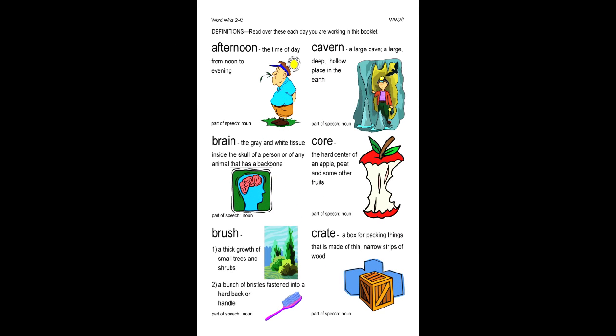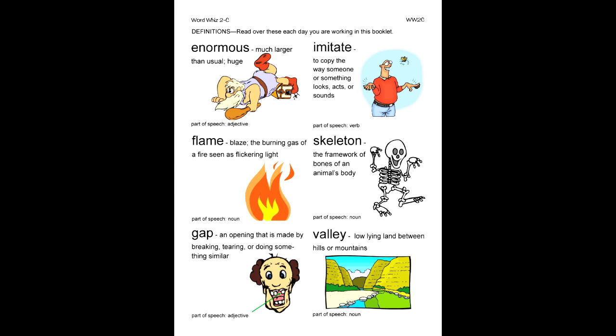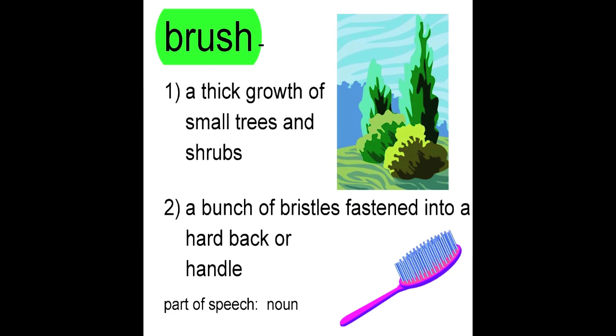On the first 2 pages of this booklet, you will find a list of this booklet's definitions. It is important to read these every day you are working in this booklet. Let's read some together. Brush. The first definition is a thick growth of small trees and shrubs. Part of speech is noun since this is a person, place, or thing. The second definition is a bunch of bristles fastened into a hard back or handle. Part of speech is noun since brush is a person, place, or thing.